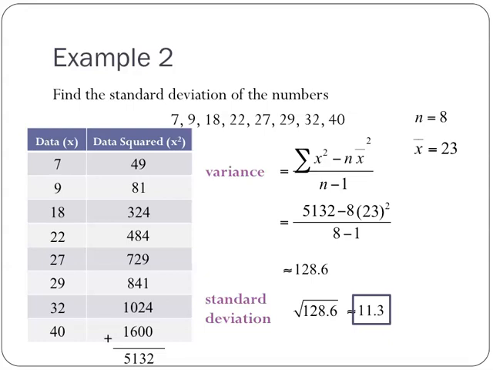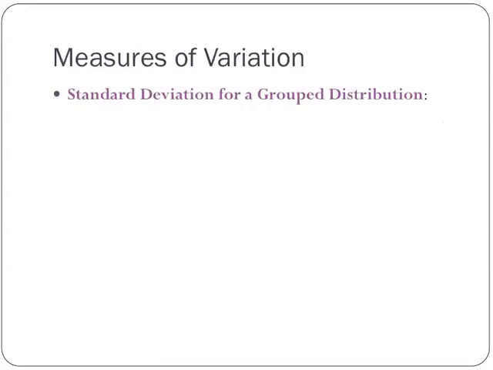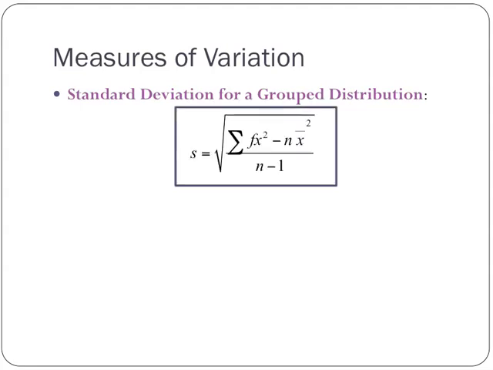All right, next we have the standard deviation for a grouped distribution. So just like we were finding the arithmetic mean for a grouped distribution, we also want to talk about the variation within a data set where we can group data into intervals. So here is the formula for that.